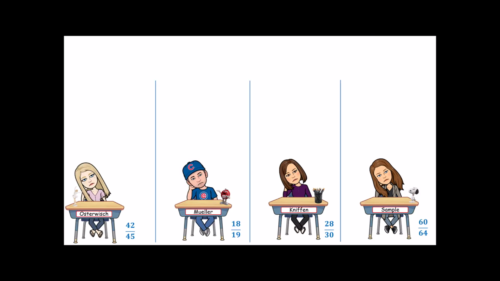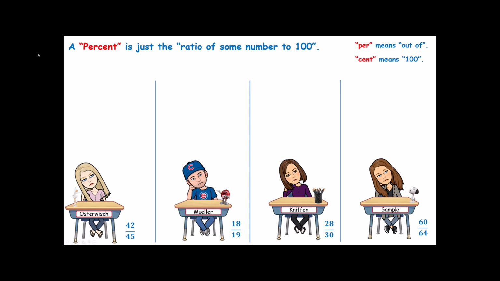So here's what I want you to think about. A percent is just a ratio of some number to 100. So we're going to be taking the ratios or the fractions that we have here, all of these ratios, and we're going to convert them to something out of 100. In fact, the word percent, the prefix per means out of, and the suffix cent means out of 100. And this is going to be pretty simple for us to do.